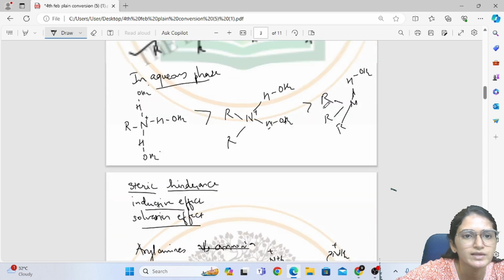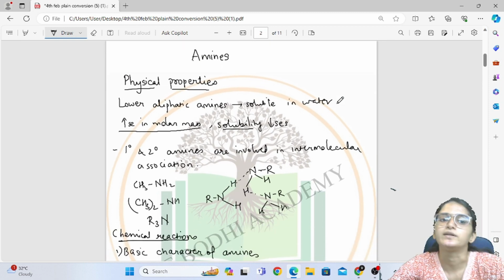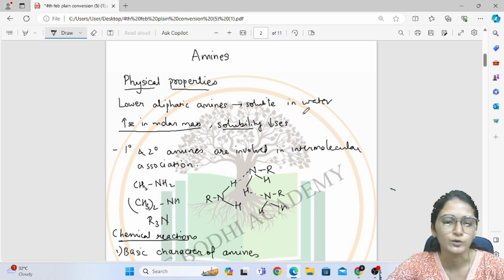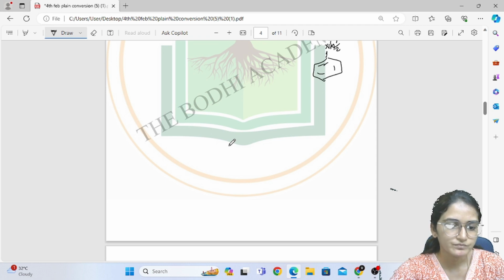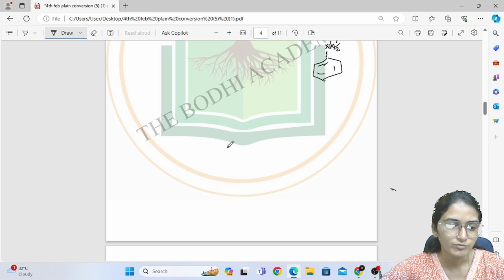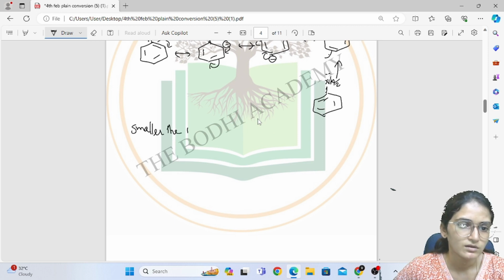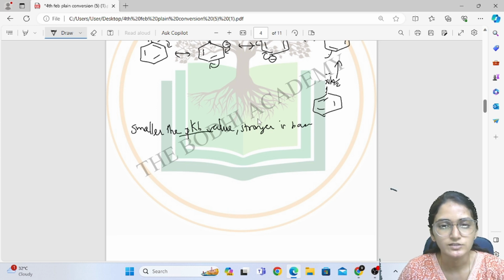So this is about the basic character of amines, in all aliphatic and aromatic amines, along with the physical properties. There are questions which come on the basic character or basicity of amines, and also based on the pKb value. So what does the pKb value tell you? It tells you about the basicity. There is one statement regarding pKb value: smaller the pKb value, stronger is the base.